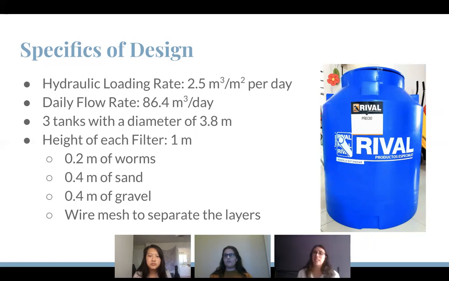And while BOD isn't an exact measure of the fecal coliforms present, it does help indicate how much bacteria is in the water. We needed a daily flow rate of 86.4 meters cubed per day, which was based on the needs of the community. Based on these two numbers, we were able to calculate the area of material we needed, the area of filters we needed, and we came up with the combination of 3 tanks with a diameter of 3.8 meters each. These filters will be 1 meter high with 0.2 meters of worms, 0.4 meters of sand, 0.4 meters of gravel, and again, the wire mesh to separate the layers.